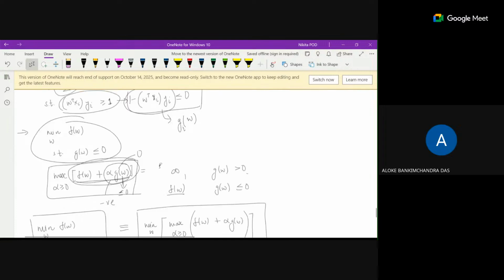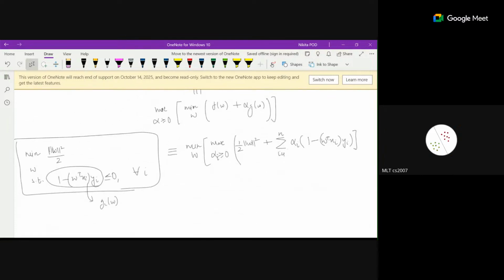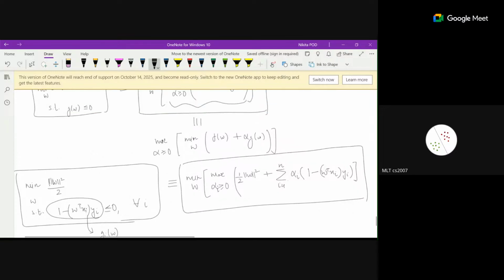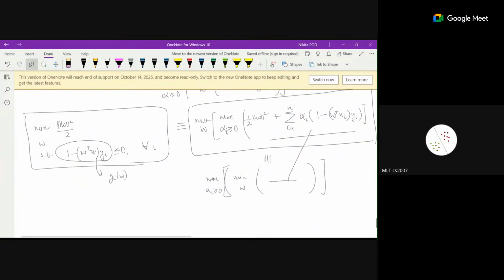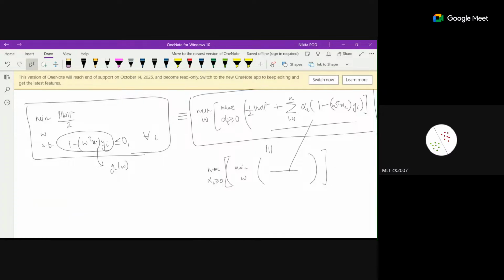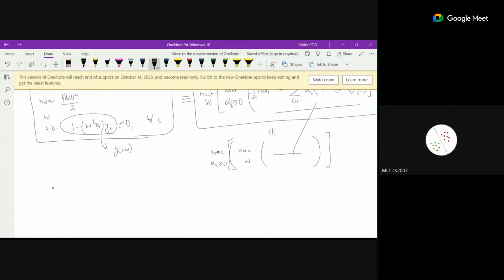Understood. So this is my primal problem now, and we saw that it can also be written in the max-min form. So now I can write this as max over alpha I greater than or equal to 0, min over W, and this whole thing. So now we can solve our dual problem and find our alpha, and find our W. So for some positive alpha, we can find our W.